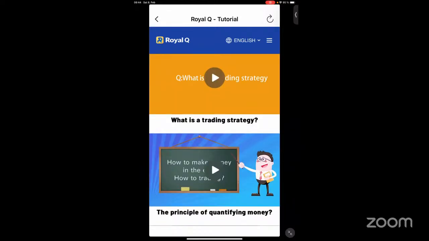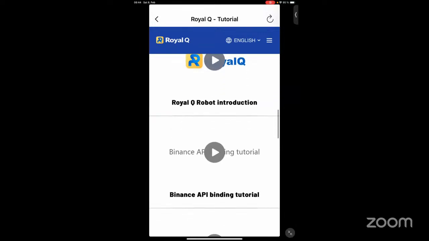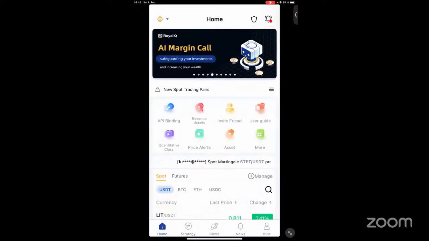What is a trading strategy? The principle of quantifying money. The introduction to the Royalq robot and all the API binding in a video form. If you don't want the graphic illustration, you have the video form as well over here. All is part of the 120 we paid for. So guys, come here and make good use of it.